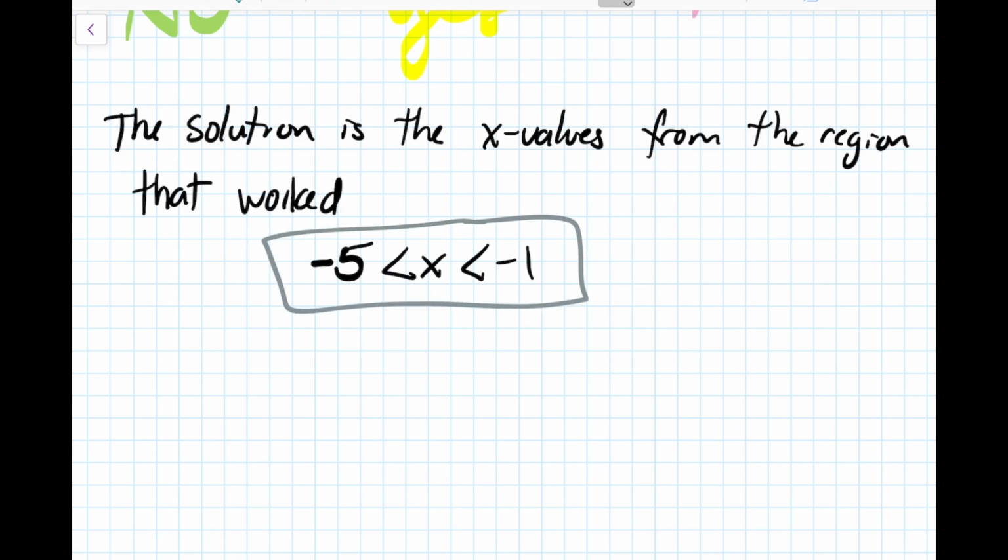And there we are. And so that is your general process, right? You figure out your x-intercepts, you set up your 3 regions, usually 3 regions, you test some points, and you figure out which ones work. So let's try another one and see how it goes.